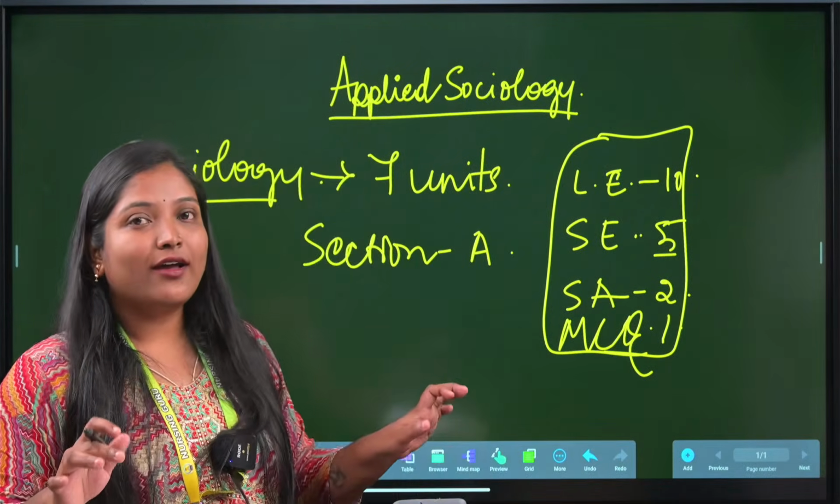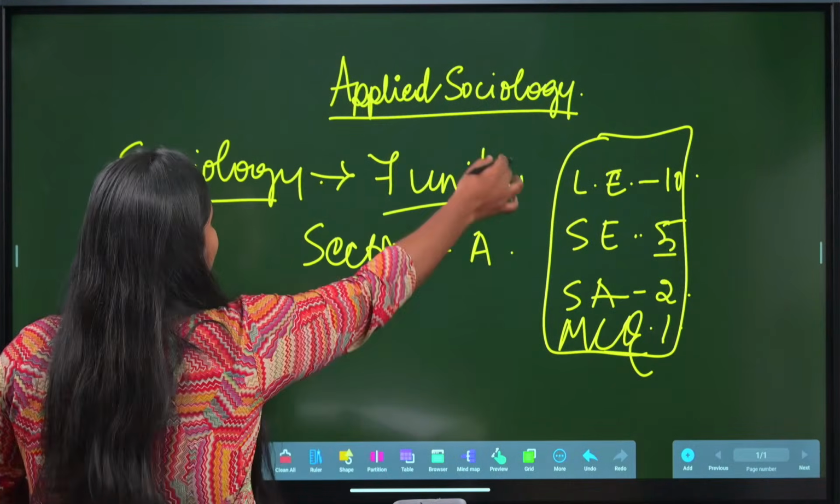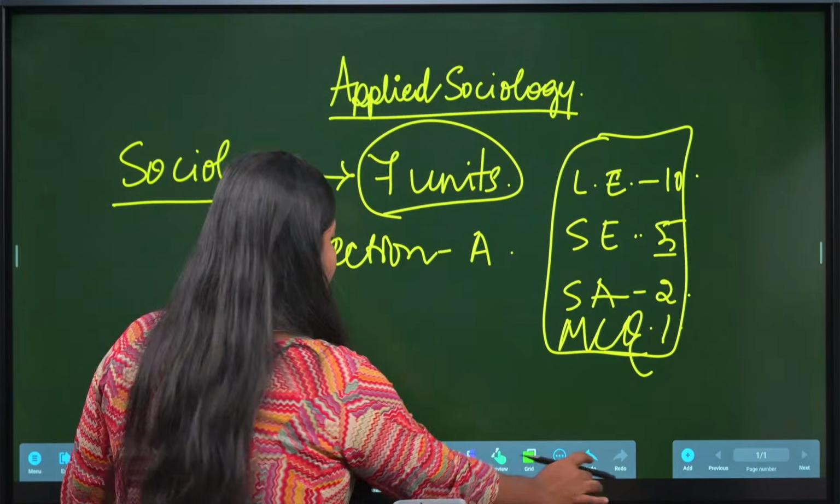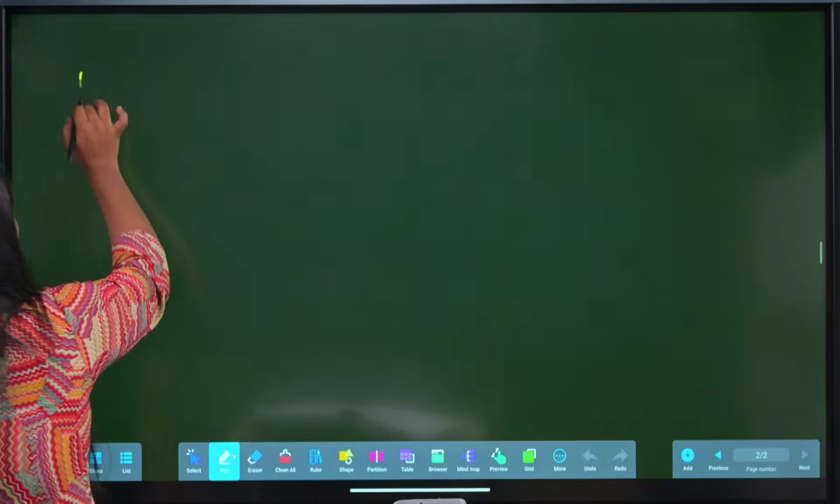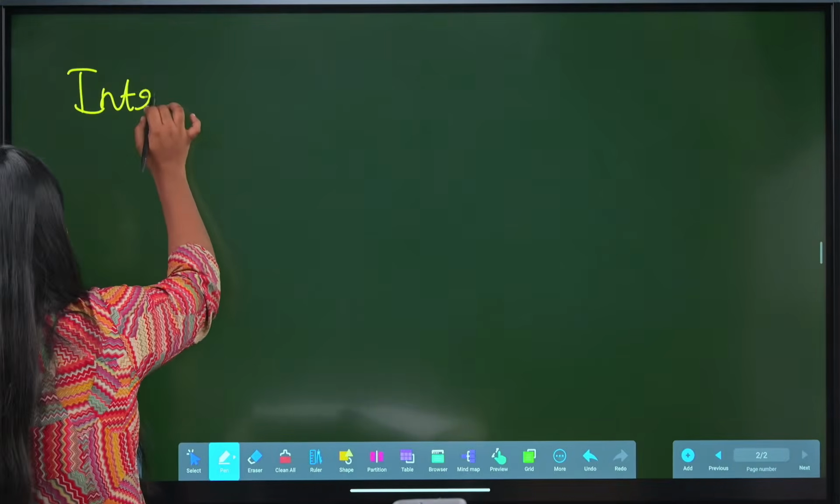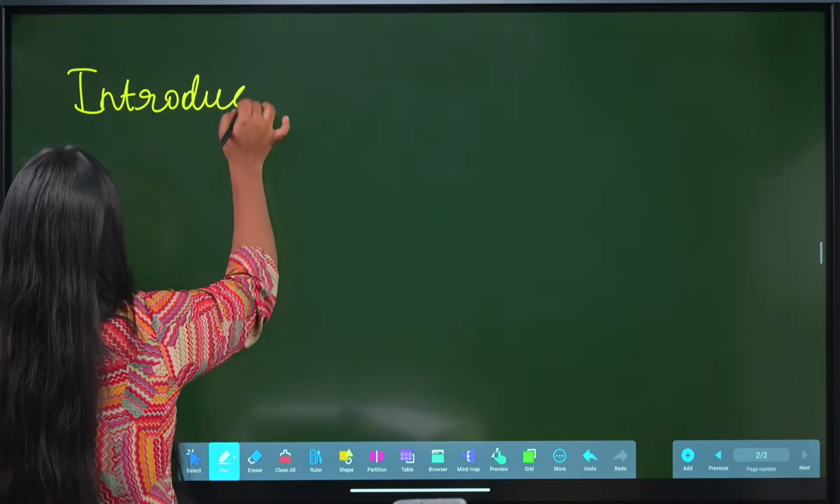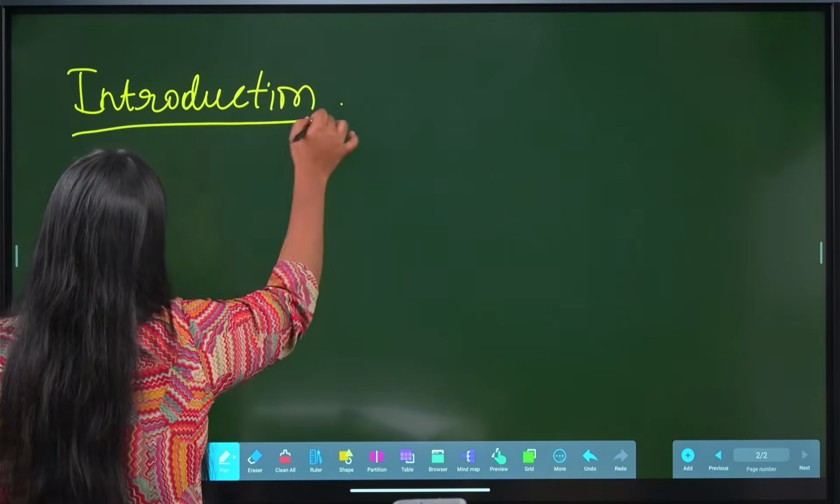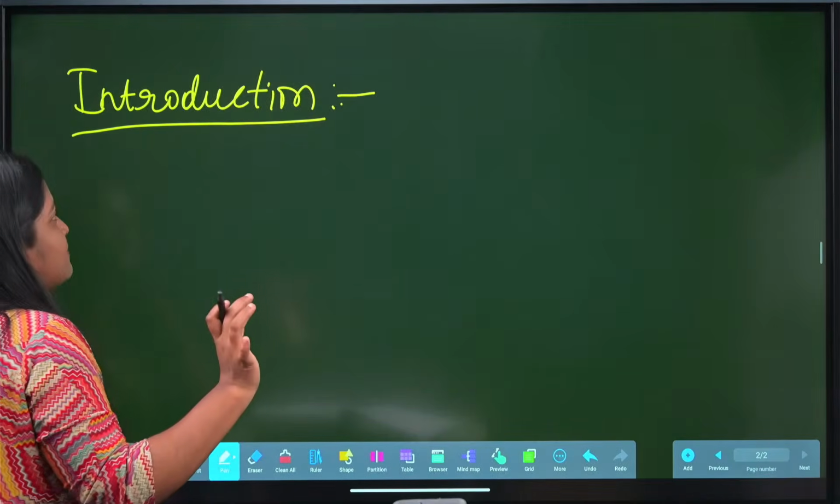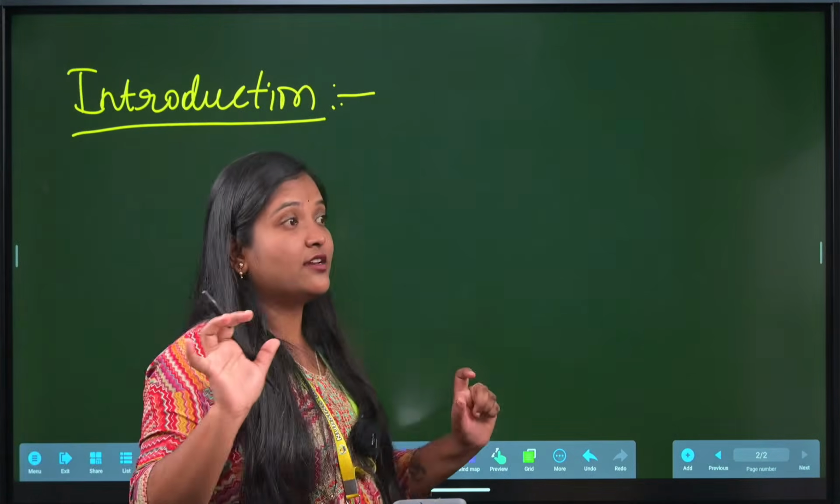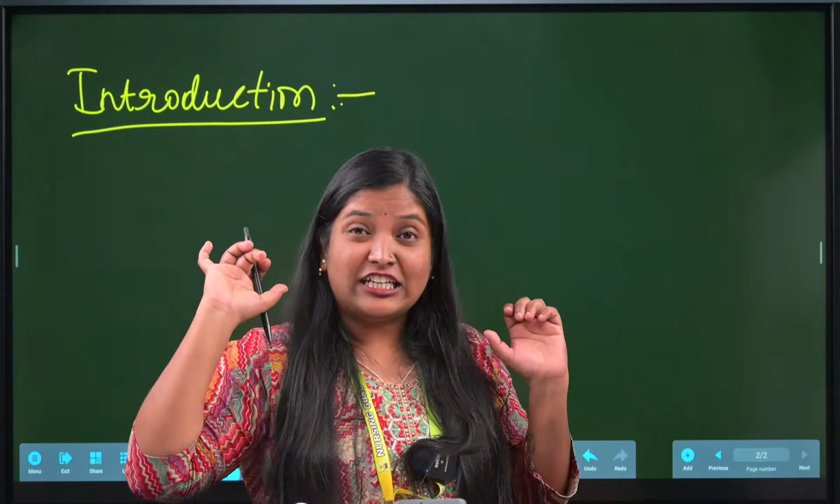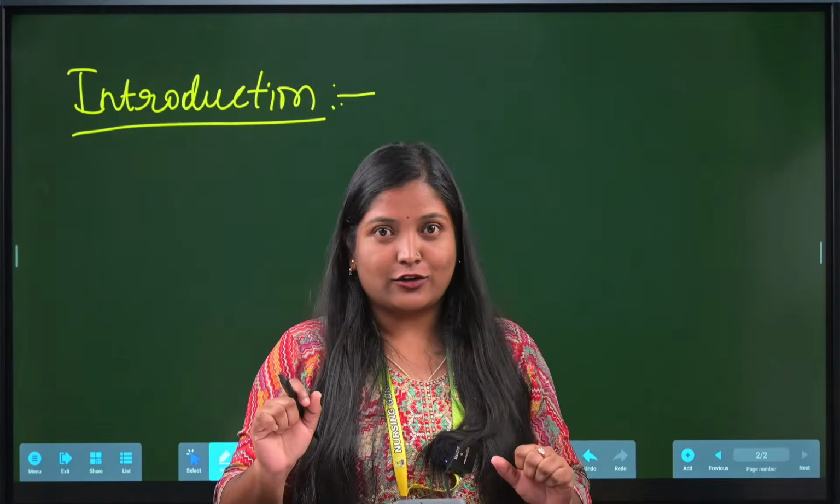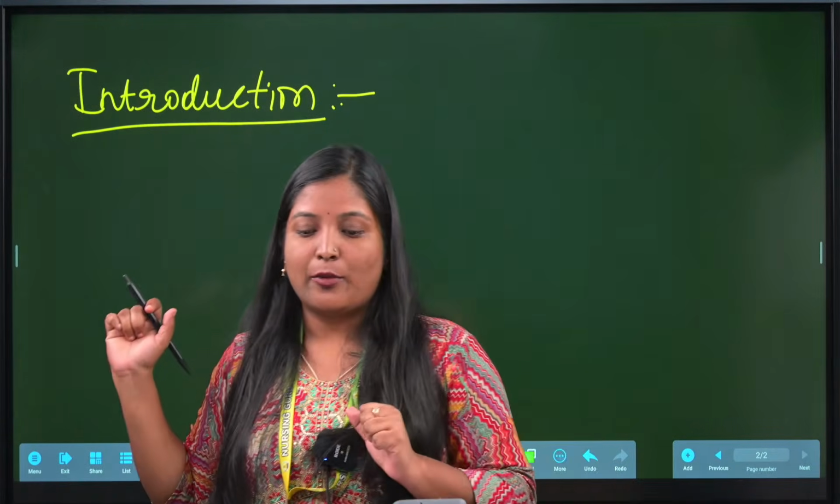I told you we have 7 units in sociology. First unit we can take is the introduction. For those attending our exam preparation classes, I have explained the entire sociology, all 7 units, with the important questions and how to write the answers, each and everything. So let me speak about this particular unit.